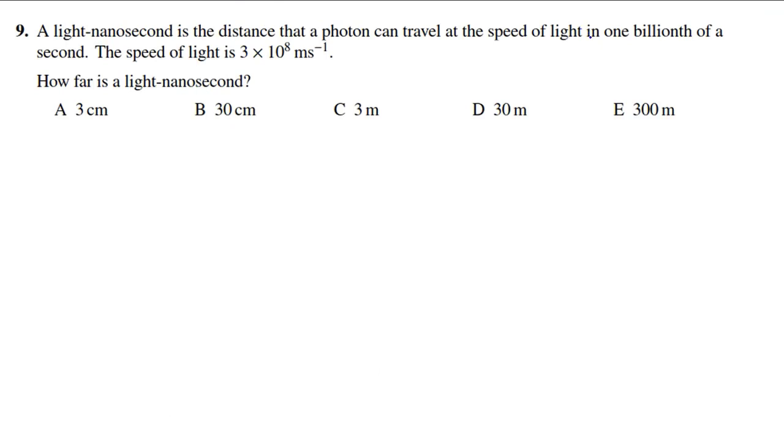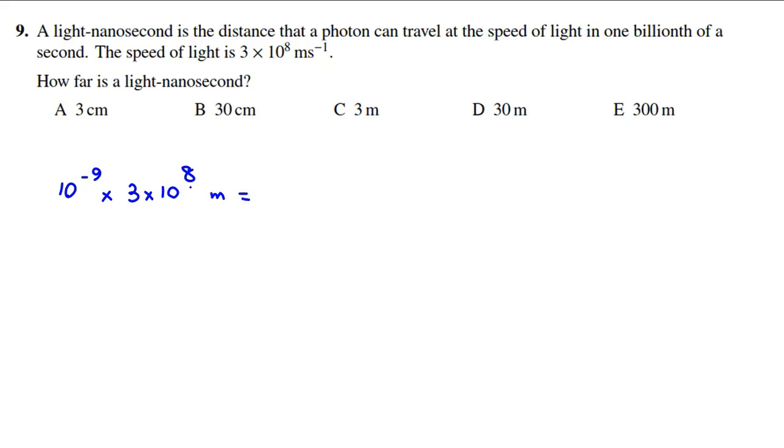For this problem, the only thing that you should know is that 1/billionth is 10 to the negative 9. So it says 1/billionth, 10 to the negative 9, of a second. The speed of light is 3 times 10 to the 8 meters per second. So when you multiply, the unit will be meters, because after multiplication meters will be left.